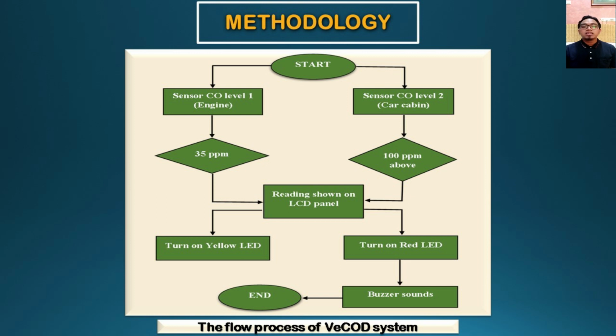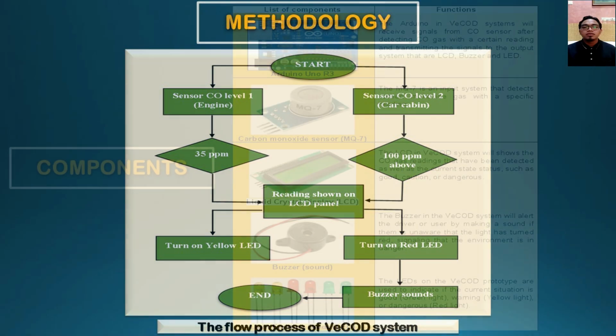If there is a leak at sensor 1, it will emit a yellow light signal to tell the user that they need to do maintenance on the connection of the exhaust and engine. While when sensor 2 detects carbon monoxide gas in the car cabin, it will show a red light, and at the same time emit a sound from the buzzer to alert the user that they are in danger.